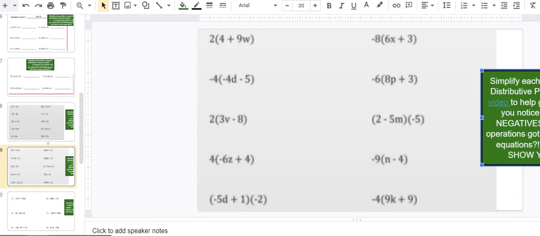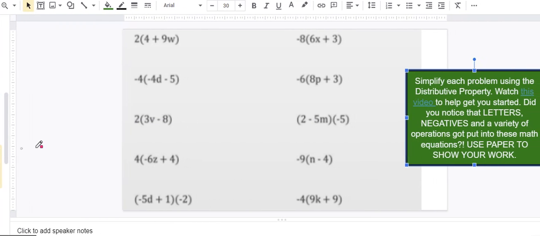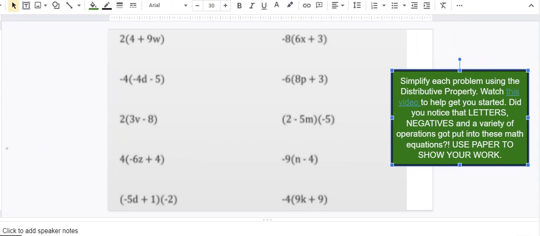Hey everybody, so here we have another example of the distributive property. This time you'll see that we have even more awesomeness happening as we have variables, letters, we have integers, right? Both negative and positive numbers that are whole numbers, right? We don't have any decimals or fractions here. And we have a variety of operations.